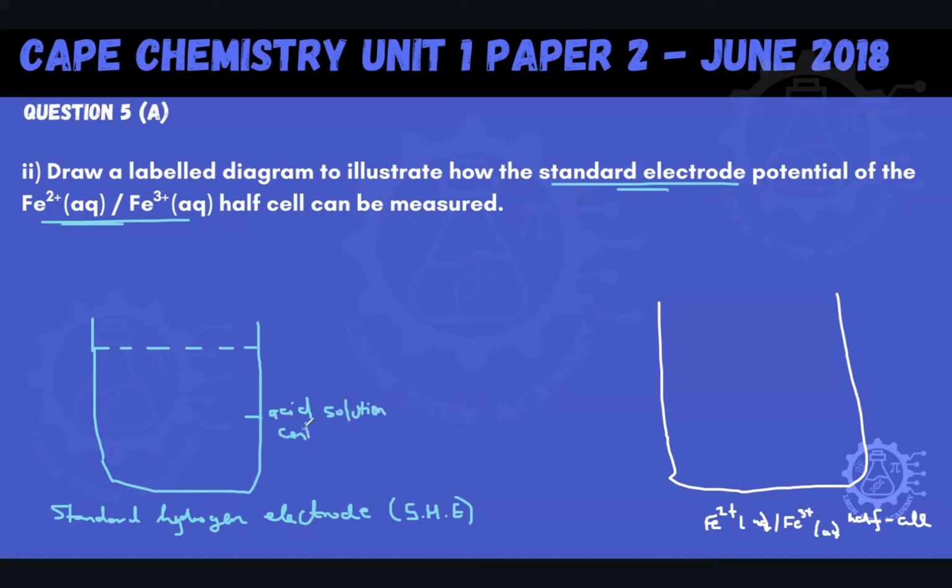containing 1.0 mole per dm cubed of H+ ions. So that's what that acid solution contains. That has to be the concentration of H+ ions in there. It has to be 1.0 mole per dm cubed.